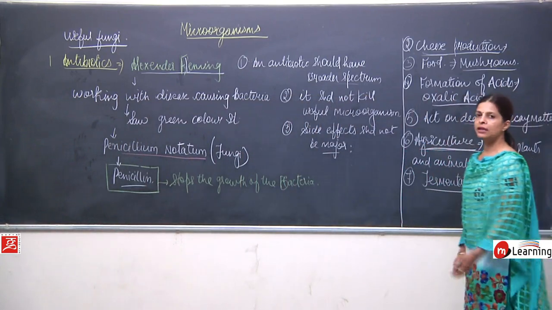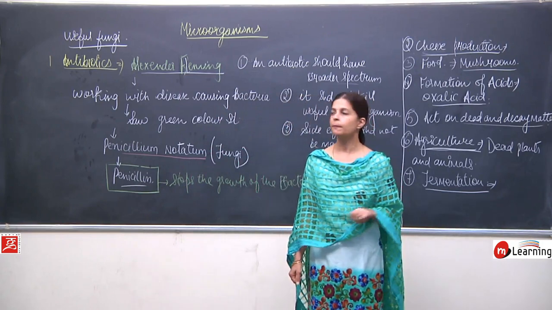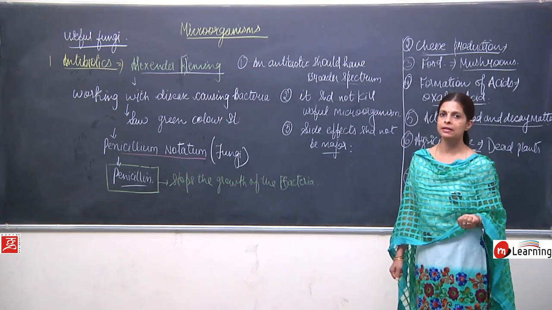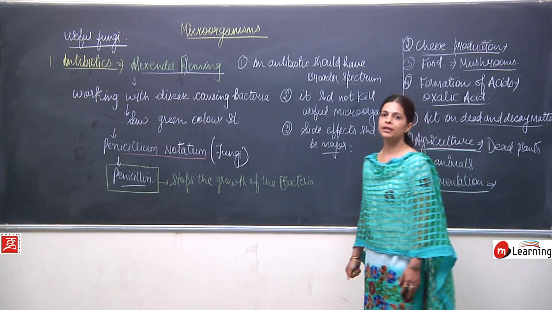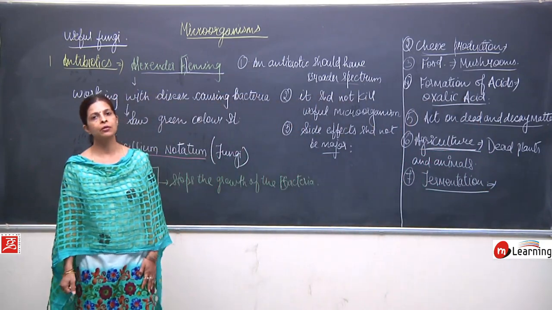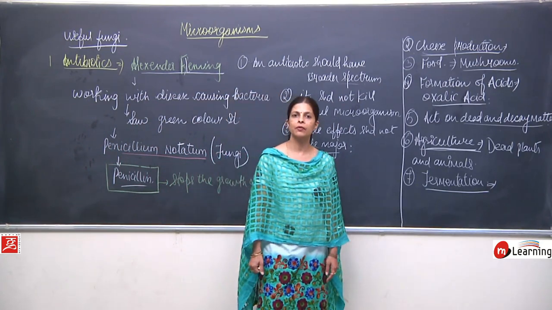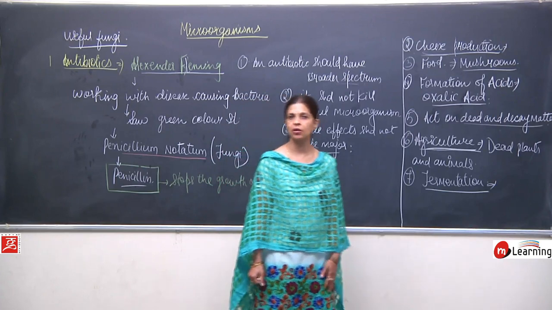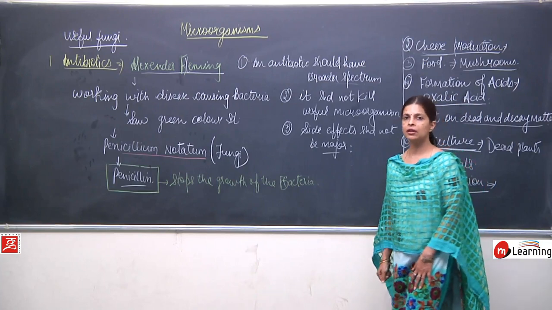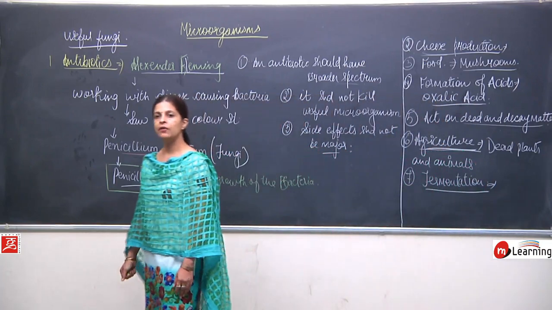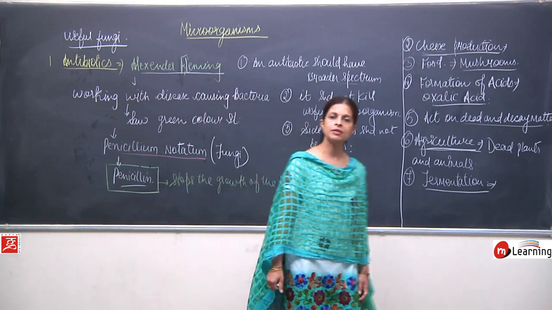First of all, the useful aspect of the fungi is antibiotics. We have discussed that antibiotics are used to kill certain microorganisms, and these antibiotics play a very important role nowadays, especially when so many diseases are there. Alexander Fleming was the first person who made an antibiotic. He was working with certain bacteria which were responsible for causing disease, and when he saw the green colored structure, he observed that it was Penicillium notatum, a fungus which created a substance known as penicillin, and this was used to make the antibiotic named penicillin.